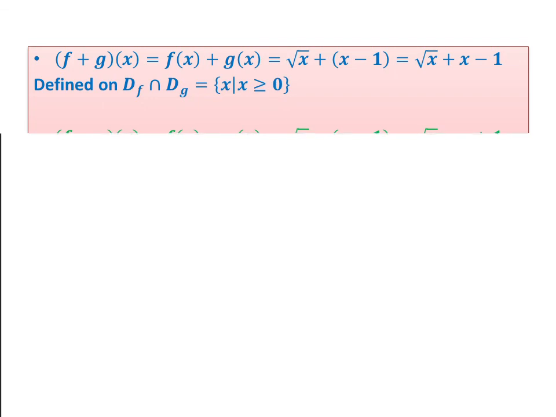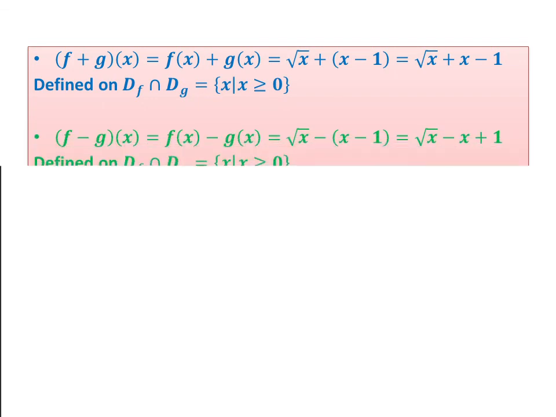Next, we go to the difference. F minus g of x, this is equal to f of x minus g of x, equals square root of x minus (x minus 1). Now we open the brackets, so we have square root of x minus x, minus minus 1 is plus 1. And also this is defined on df intersection dg.